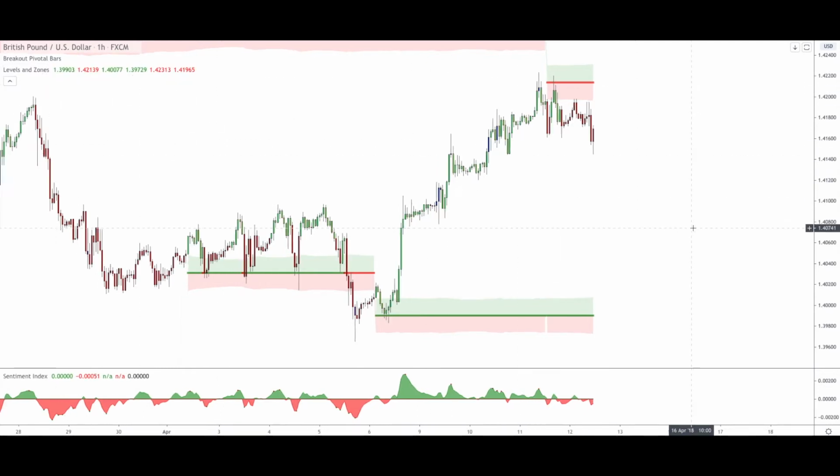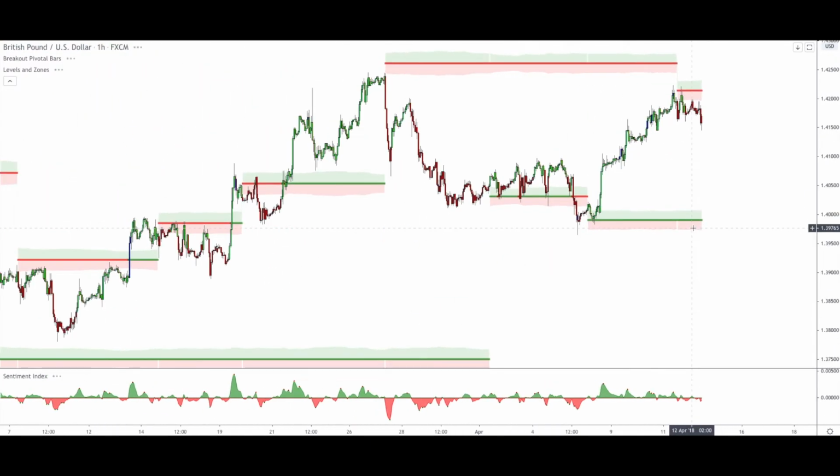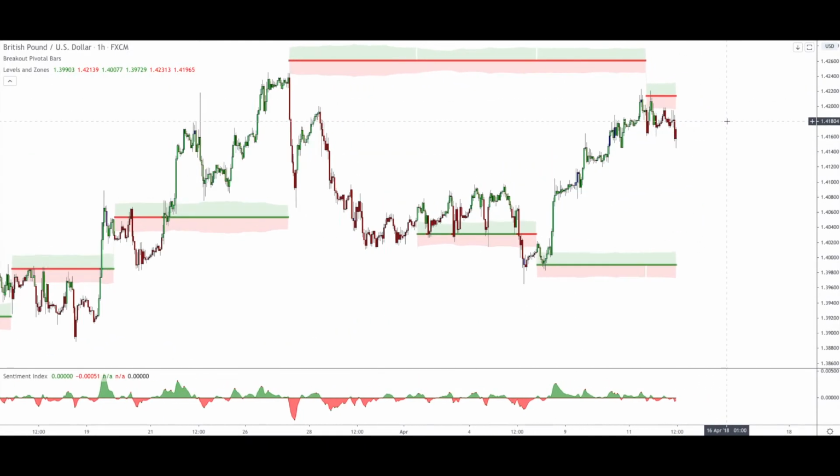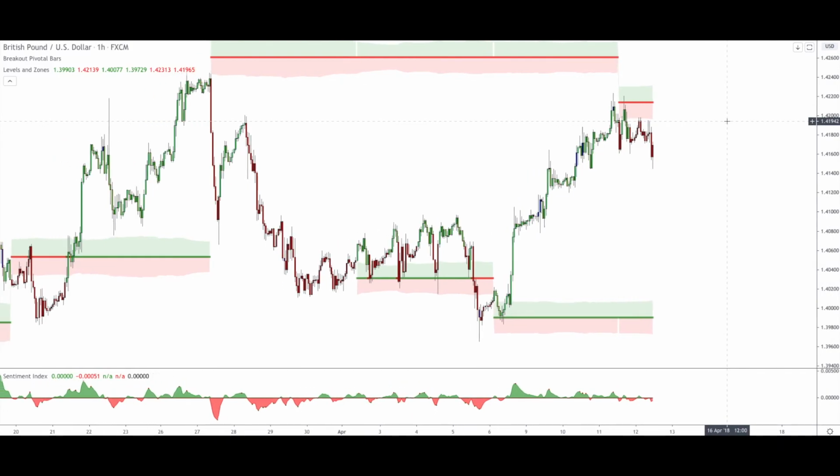So if we have a look at what's going on this pair recently, well, we can see that we had a major uptrend, and then in the most recent days we had a small retracement, and then probably we are going to get another uptrend, so another movement to the upside. Right now the price is a little bit lower than the previous high here, but it looks like we might get another upside movement. Why?